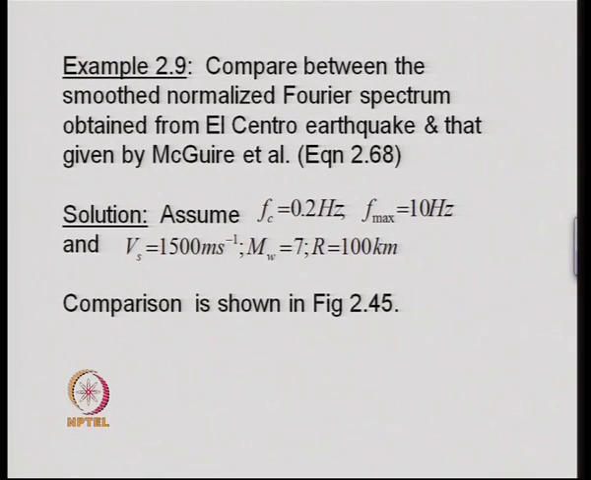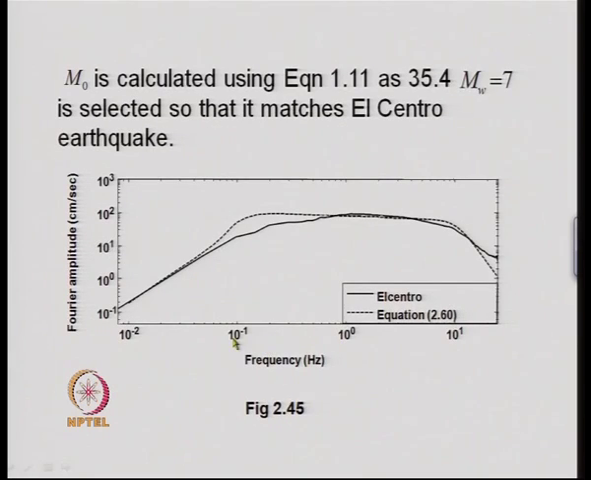Then we compared the smooth normalized Fourier spectrum obtained from El Centro earthquake and that given by Maguire's equation, and this was for these specified values. F max was taken as 10 hertz, FC was taken as 0.2 hertz, MW was taken as 7, R was taken as 100 kilometer, V as 1500 meter per second, and we can see that the Fourier amplitude spectrum obtained by this equation and the El Centro earthquake seem to compare quite well.